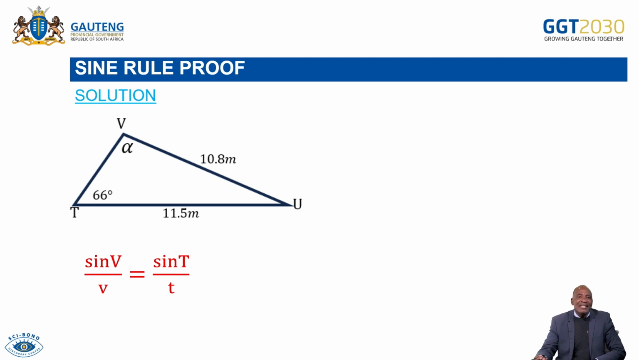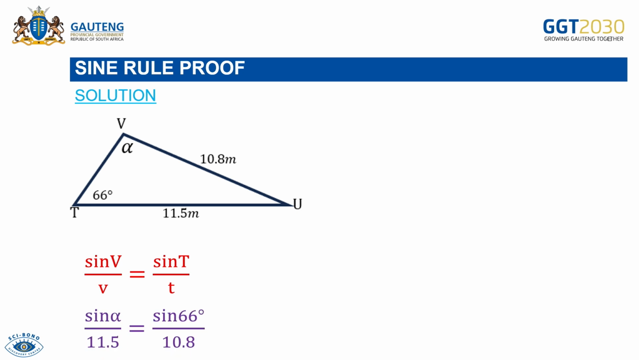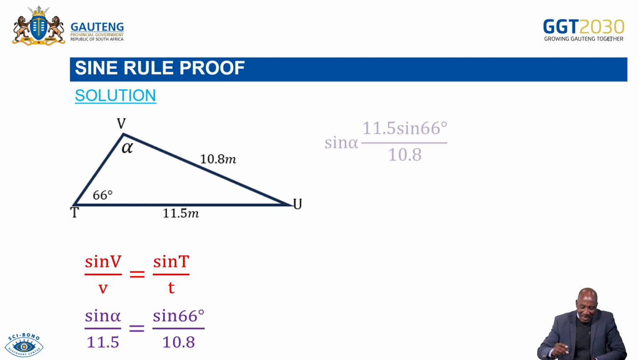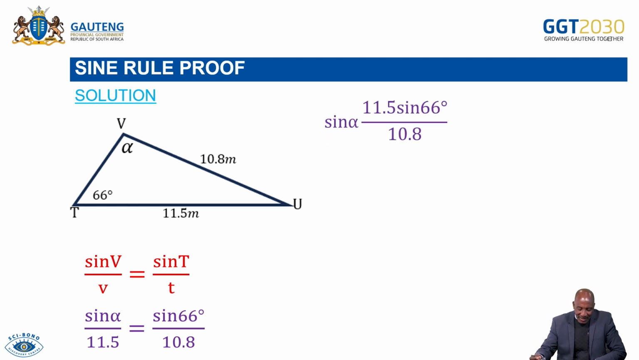So sine V divided by v is the same as sine T divided by t. Why am I speaking to V? Because that's the angle that we have been asked to find. Yes, we have sine alpha over 11.5, they go together, is the same as sine 66 degrees divided by 10.8. Then from there, we multiply both sides by 11.5 so that we make sine alpha the subject of the formula. This should actually equal that.